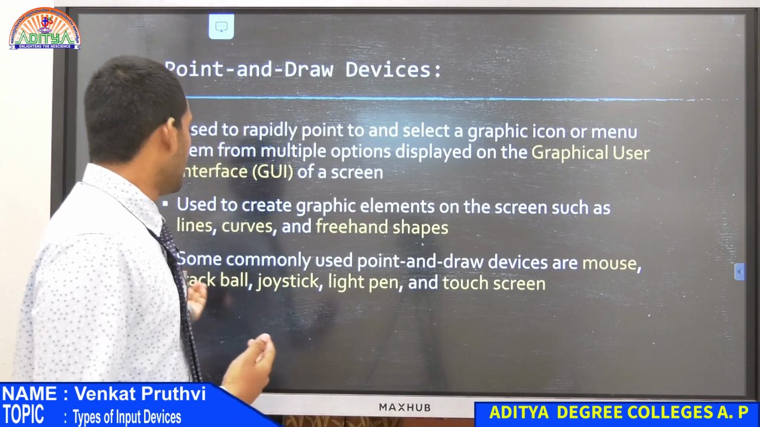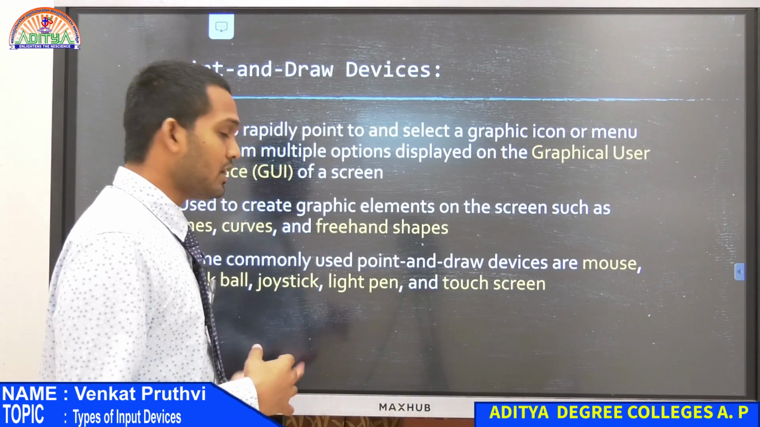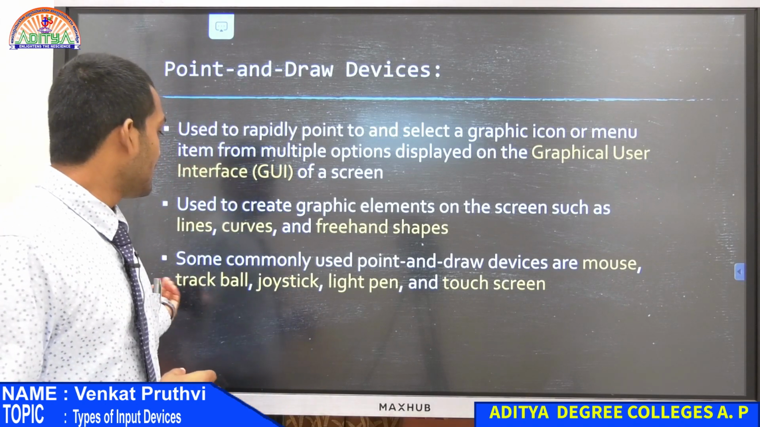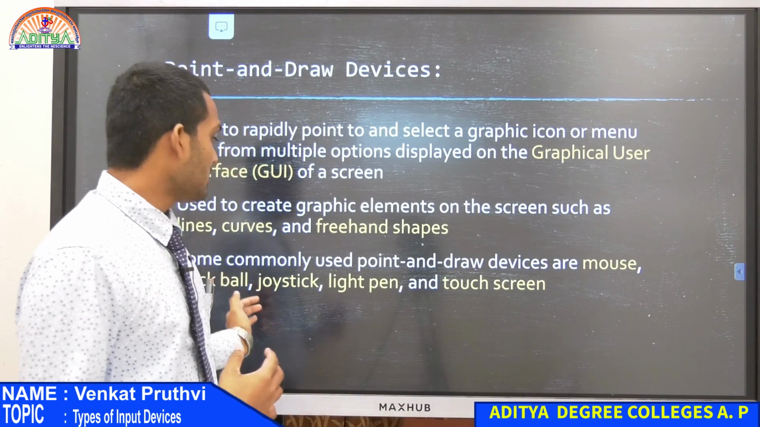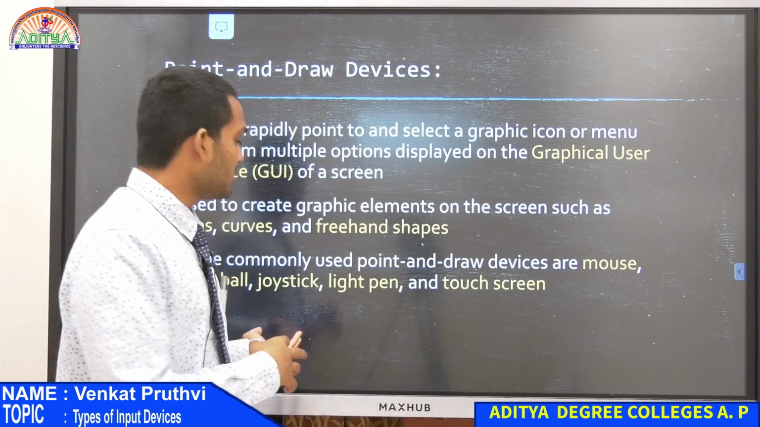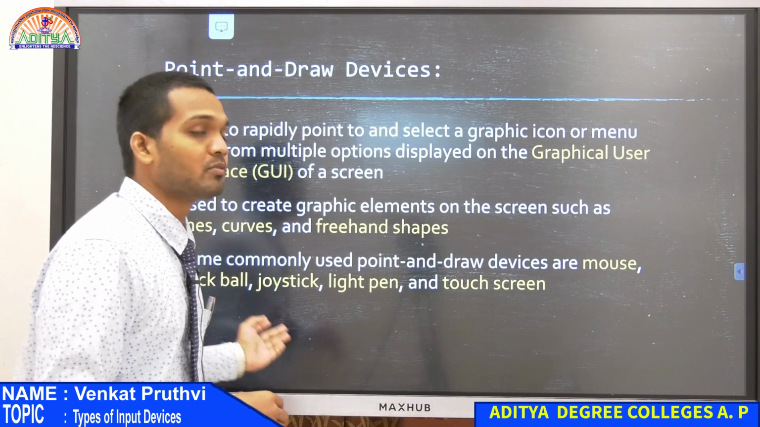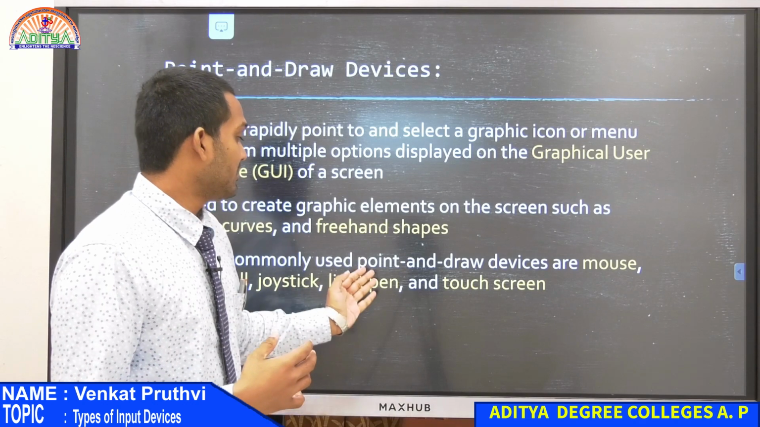Next, we will see how many types of point and draw devices we have. The most commonly used point and draw devices are the mouse, that we all know, we will be using it every day in our day to day life. Then we have trackball. You may not have seen a trackball, I will show you how it looks. Joystick, all the gamers who are watching this video, you might know more than me about joysticks and how you use them. And then we have light pen.